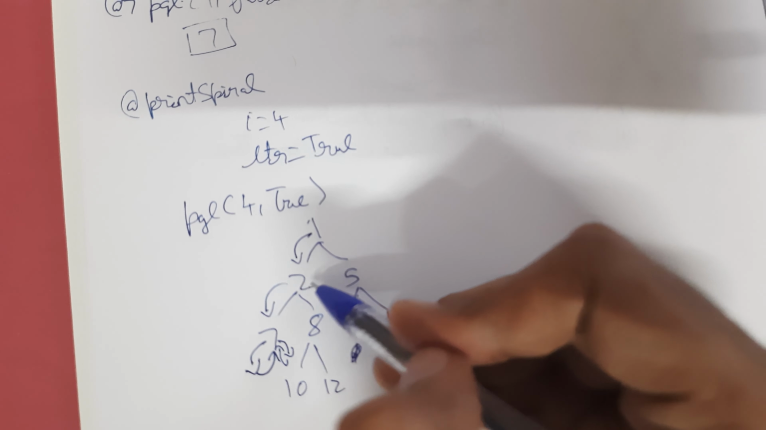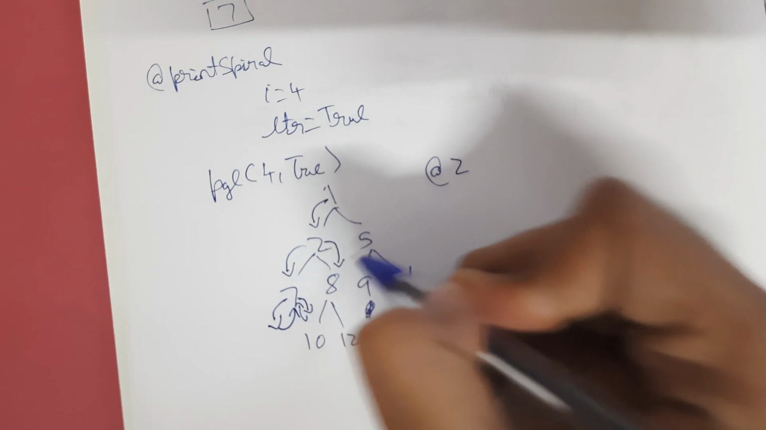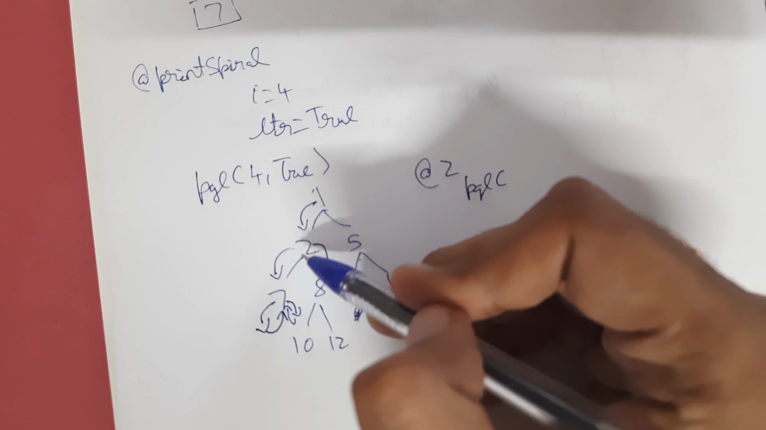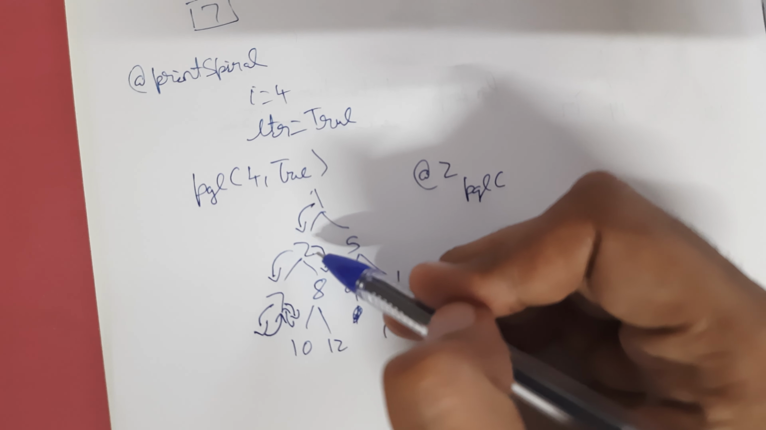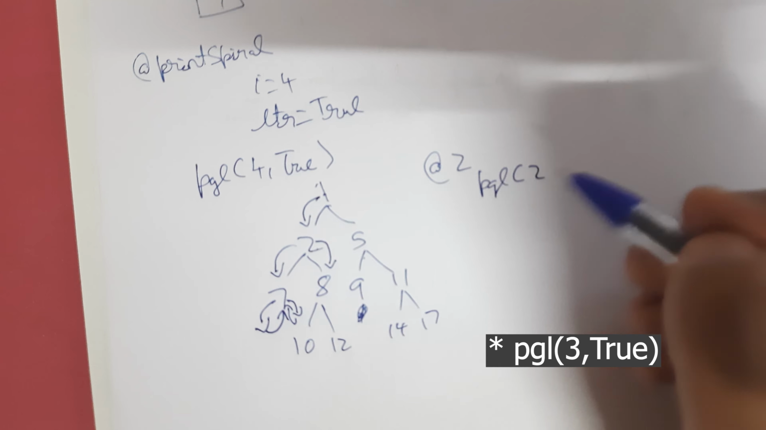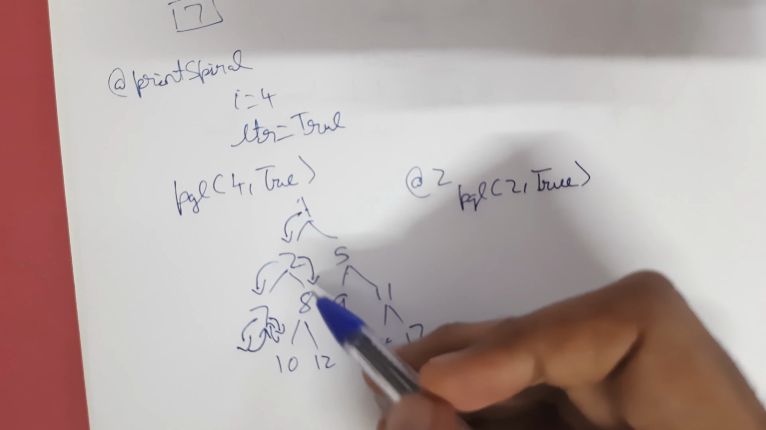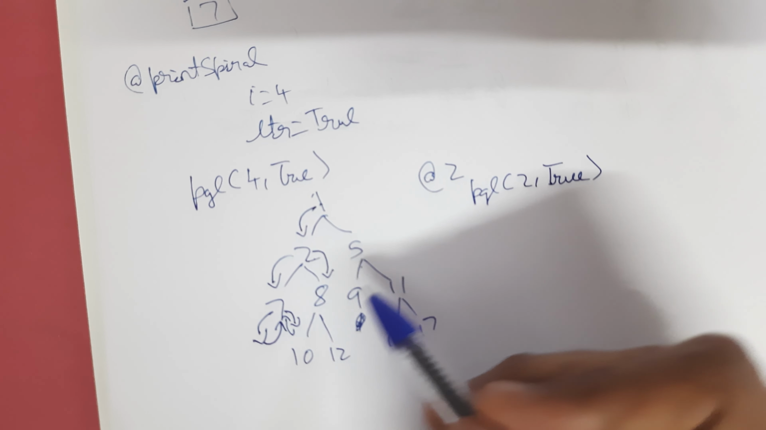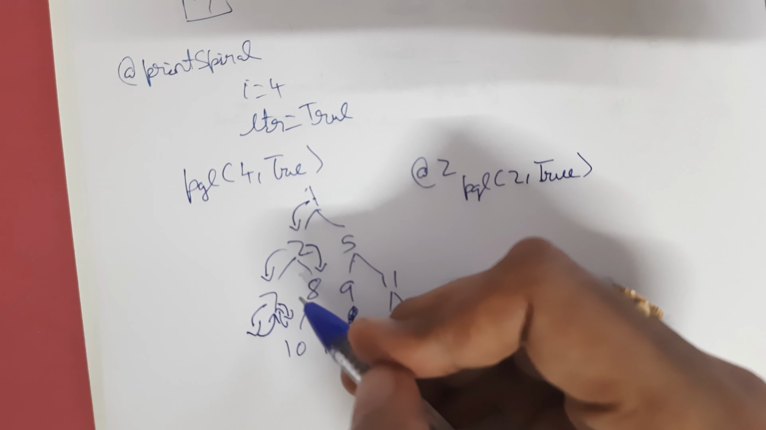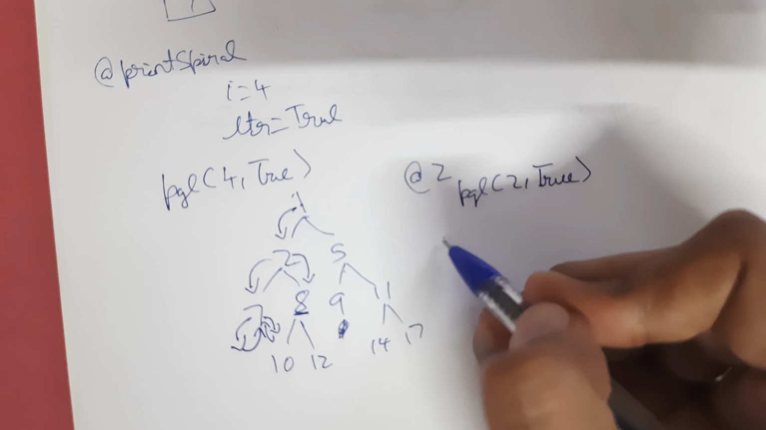And at this point of time, at node 2, the control goes to node 8 with the value as PGL of 4. This is 4, this is 3, this is going to be 2 comma true. So at this node we have the PGL values as 2 comma true, and the control now goes to this value at node 8.